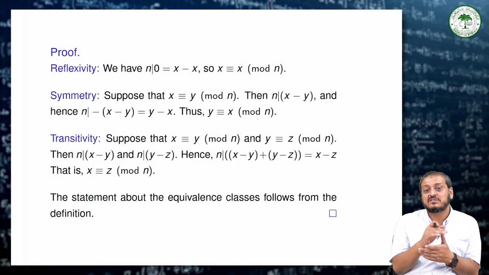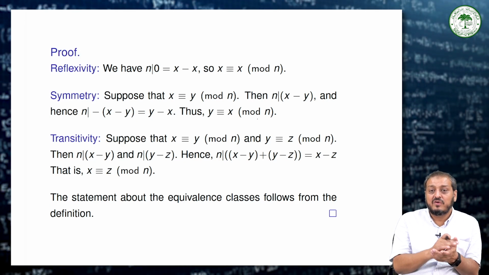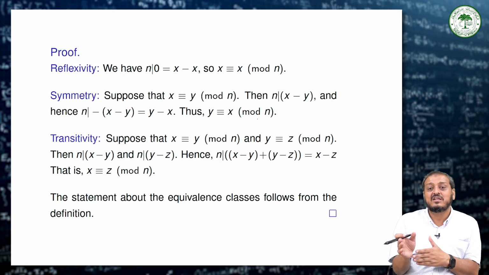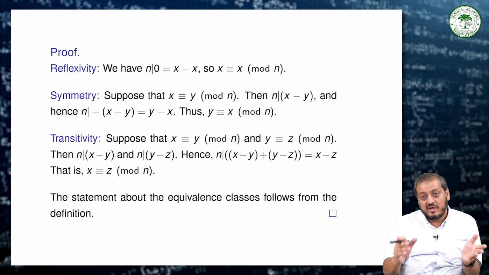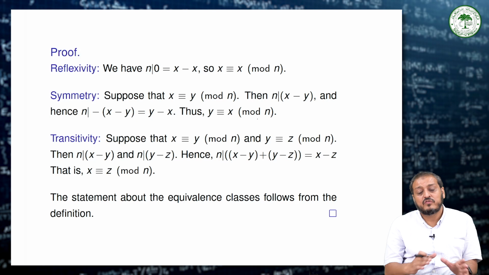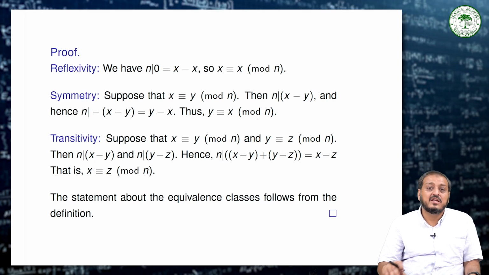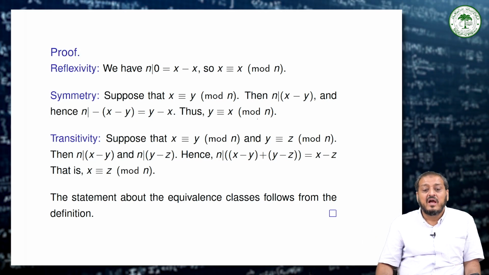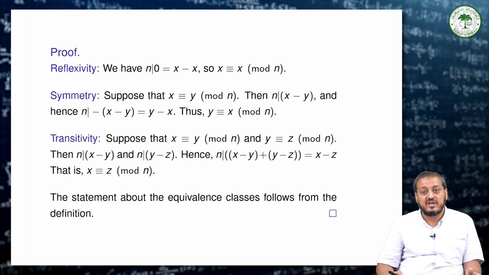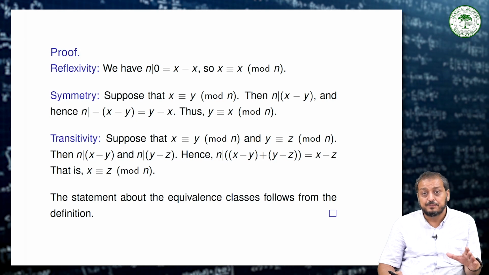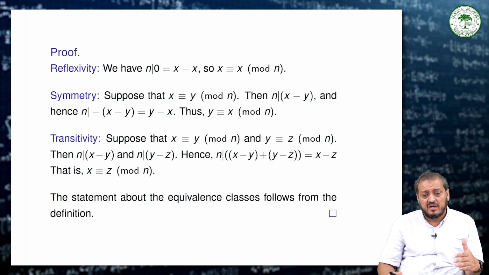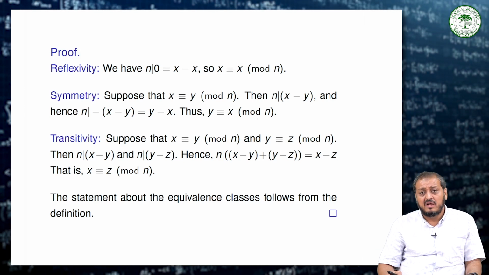So n should divide x minus z. If n divides x minus z, then we can simply say that x is congruent to z. So the third condition, transitivity, is also satisfied. So x congruent to y mod n is an equivalence relation, and the statement of the equivalence class follows from the definition. We leave this as an exercise for you to try.